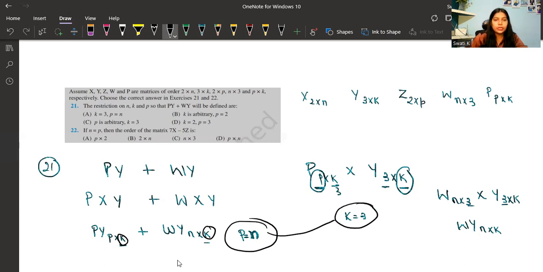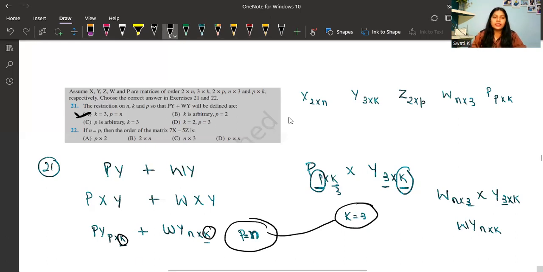Choose the correct option. K is arbitrary and P is equal to 2? No, we can't say that. P is arbitrary and K is equal to 3? Okay, K is equal to 3 is correct, but P is not arbitrary. P is equal to N only. And K is equal to 2, P is equal to 3, that is also not correct. So the correct option is option A.